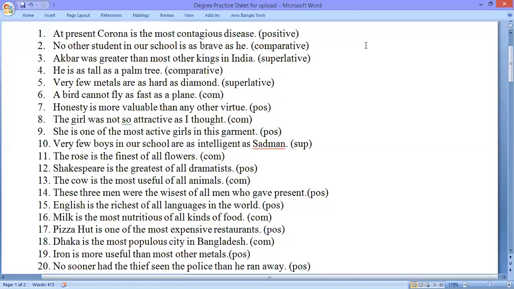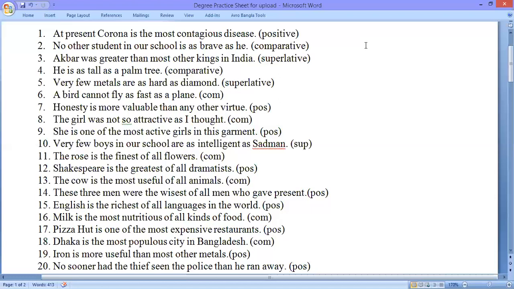This is question number 10. The question is, very few boys in our school are as intelligent as Sadman. We have to make this superlative. So we can see there's very few. So if you want to make this superlative, we need to use one of the. So the solution will be, Sadman is one of the most intelligent boys in our school. I'm repeating, Sadman is one of the most intelligent boys in our school.